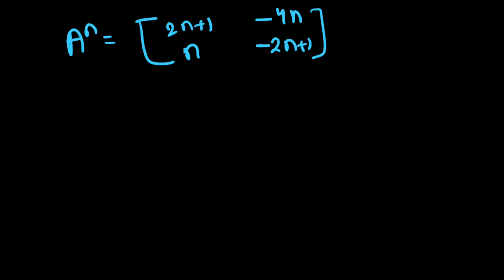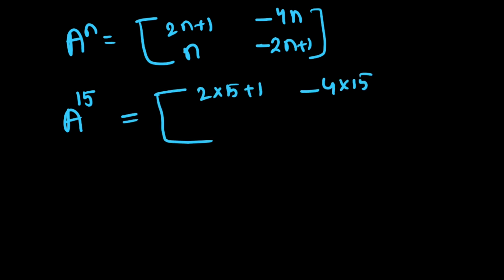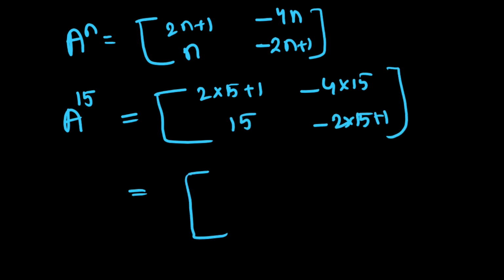We need a power 15, so we put n is equal to 15. On both sides we put n is equal to 15: 2 multiplied by 15 plus 1, minus 4 multiplied by 15, that is 15, that is minus 2 multiplied by 15 plus 1. So we simplify it, we got 31, minus 60, 15, minus 29. So we got a power 15.